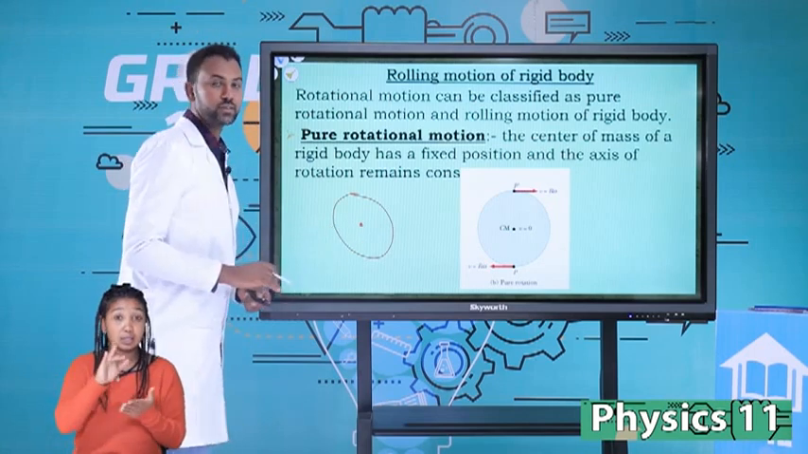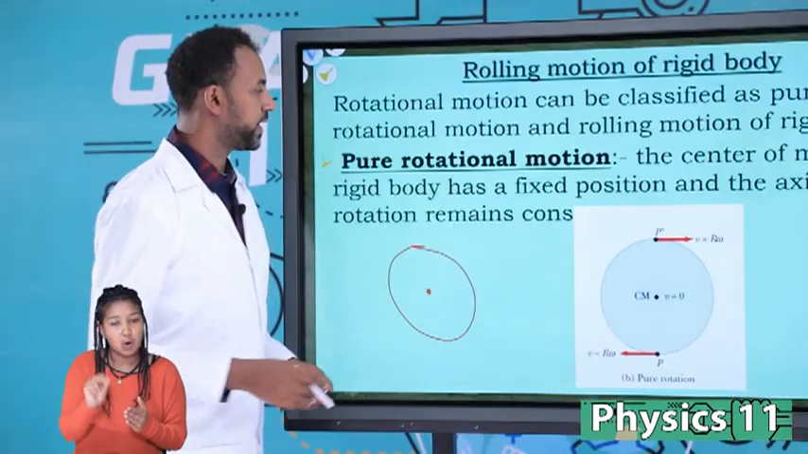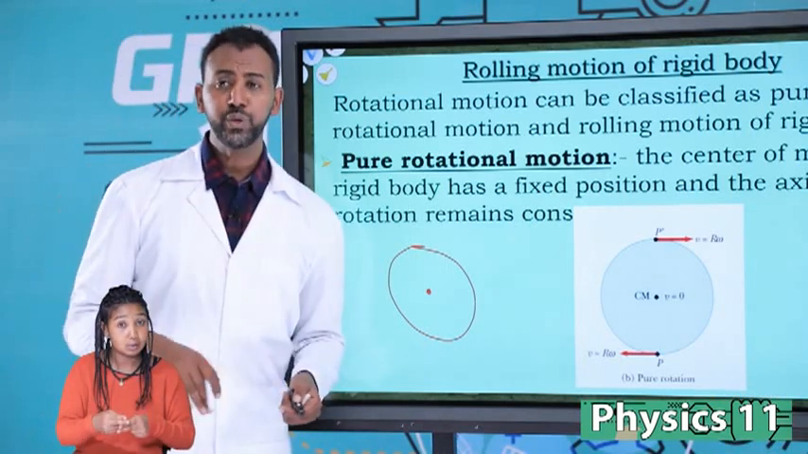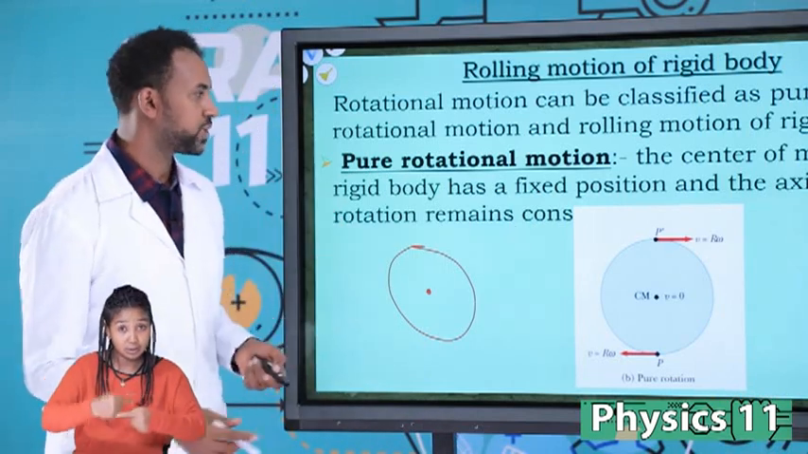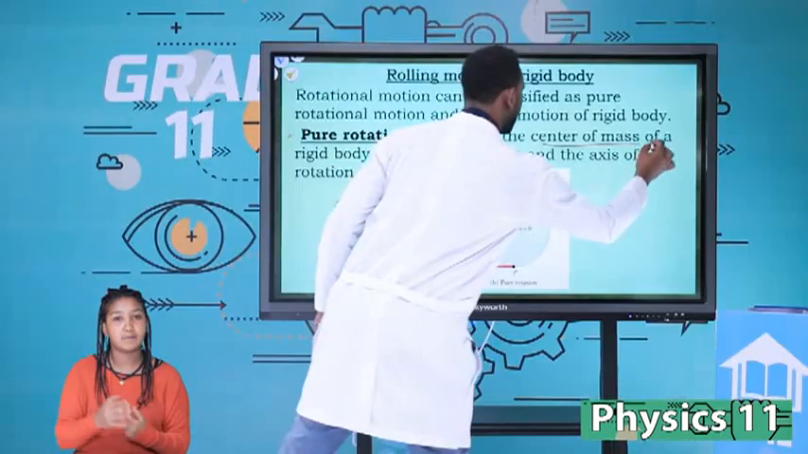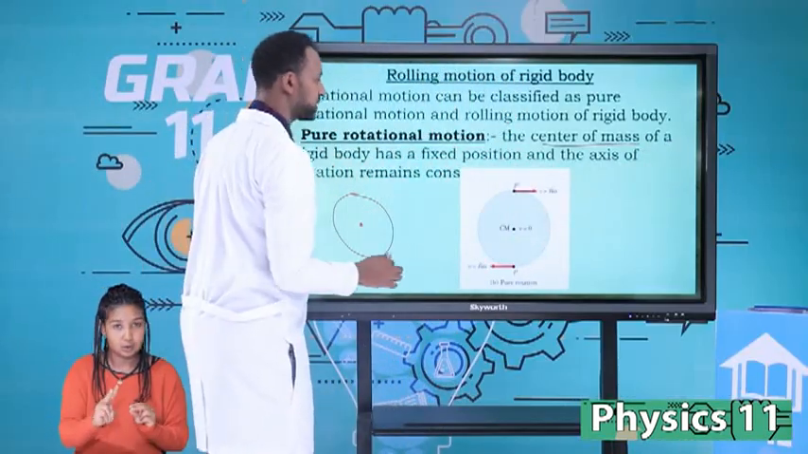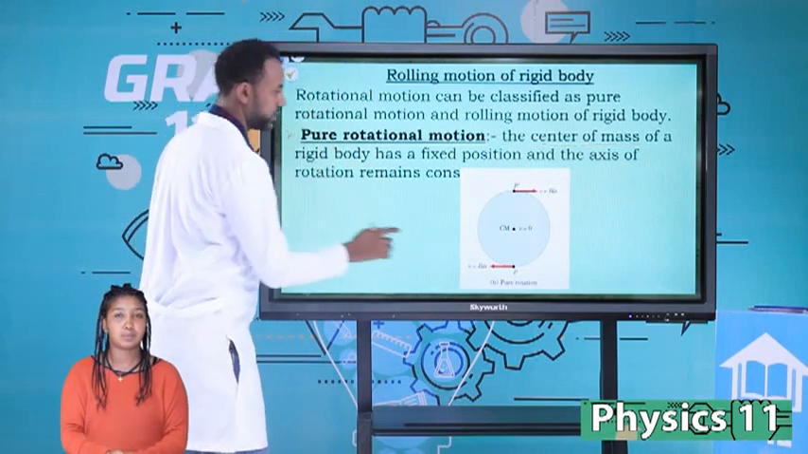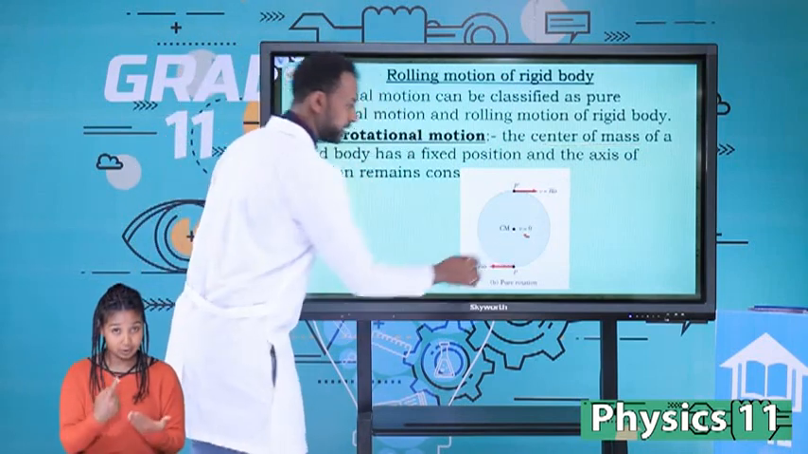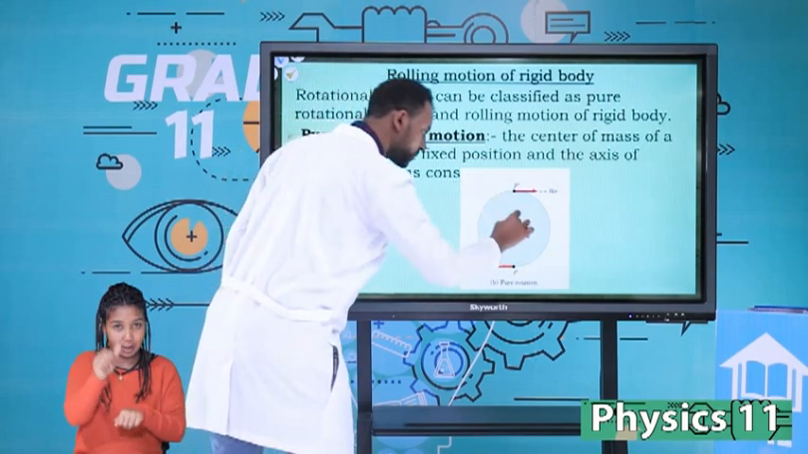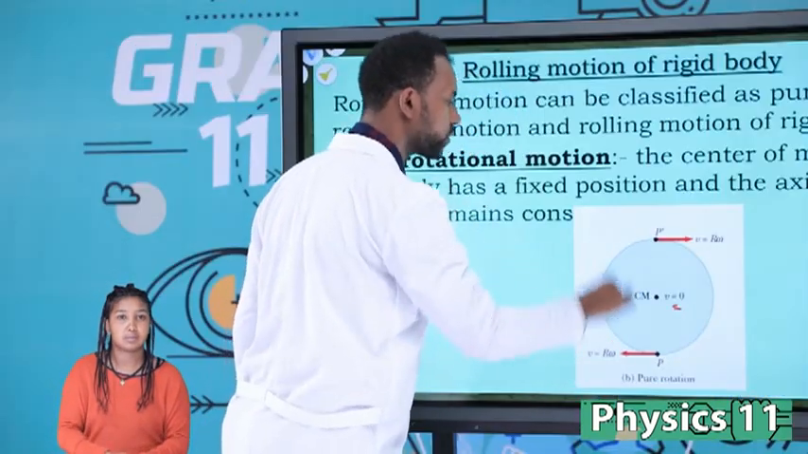And the center of mass has no velocity. In such a case, we call it pure rotational motion. Pure rotational motion has the center of mass with zero velocity. Look here, it has a fixed axis. The axis is through this, and this object is tending to rotate.